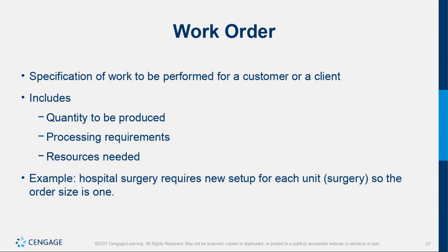So an example would be hospital surgery. That requires a new setup for each unit or each surgery. So if you're looking at a surgery as a work order, the order size would be 1, because every time you do a new surgery, you have to sanitize the room, you have to have special equipment, you have to have certain staff there, etc. So it's not like an assembly line. You have to redo everything every surgery.